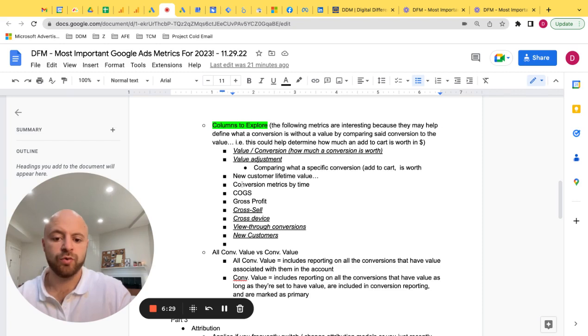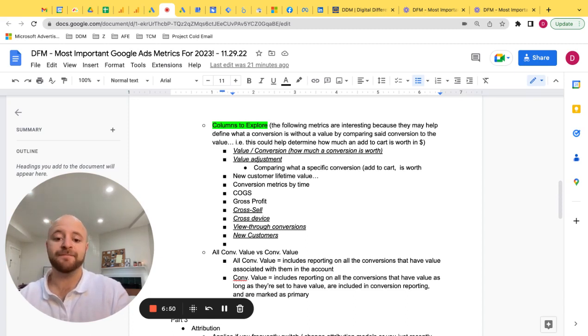There's also these other ones, new customer lifetime value, conversion metrics by time. Well, hang on, about conversion metrics by time. COGS, gross profit. I mean, that's things I think you have to upload information to, but it is very interesting. And I do want to explore them all. And then new customer life. No, we talked about that.